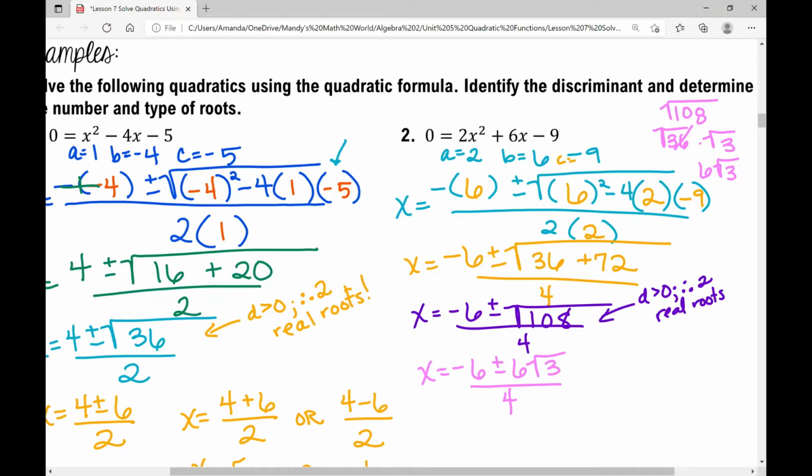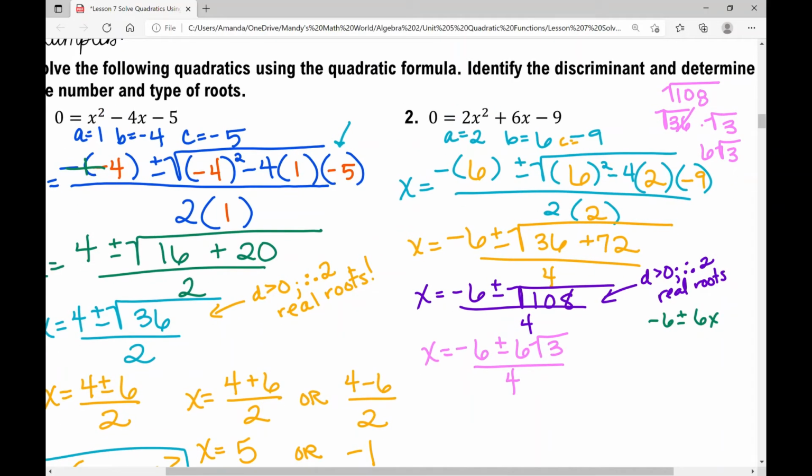So if I had something like negative 6 plus or minus 6x, what could I factor out? I could factor out a 6 or a negative 6. So let's do that. Let's factor out a negative 6, and I'm going to be left with positive 1 plus or minus 1 square root of 3, or just square root of 3, over 4.